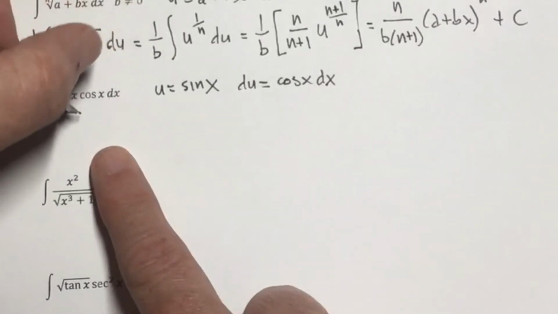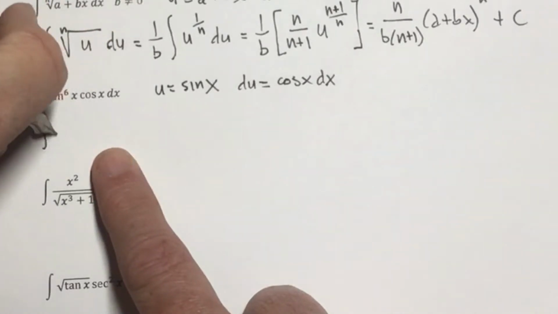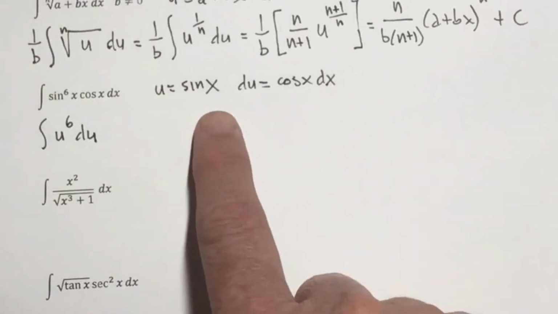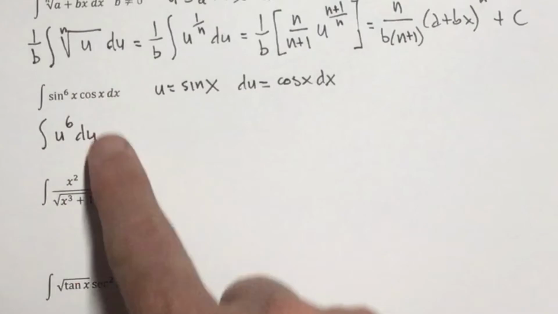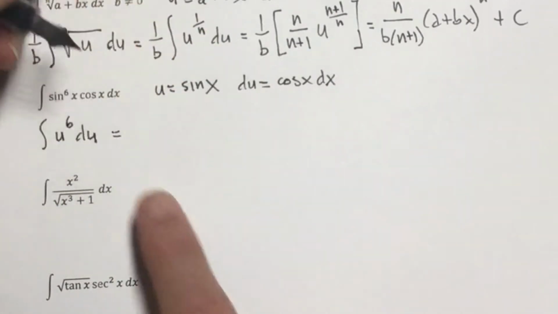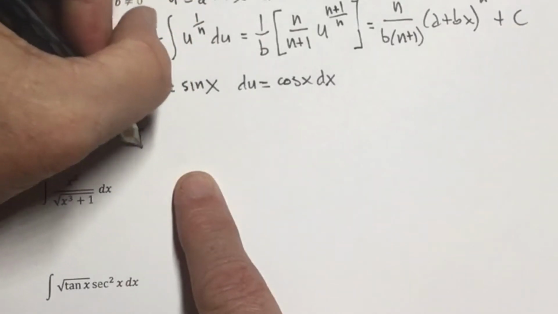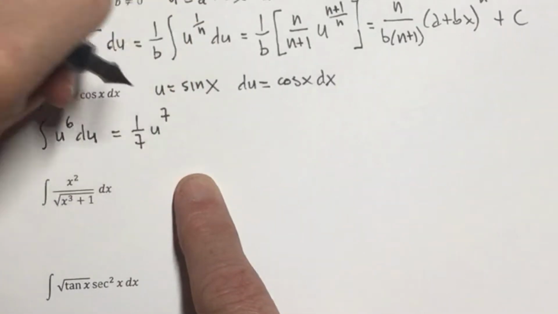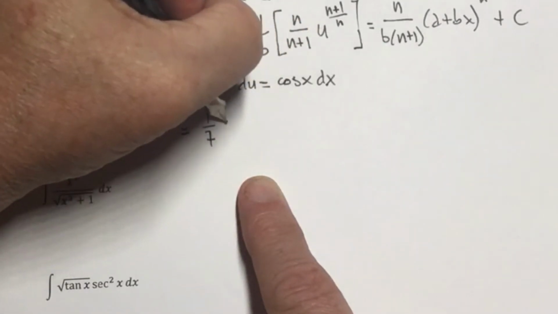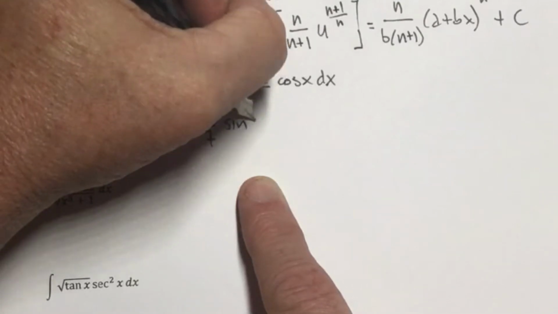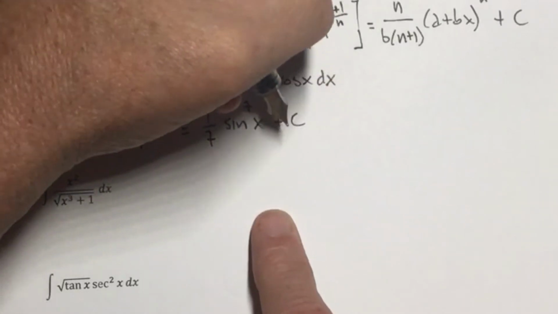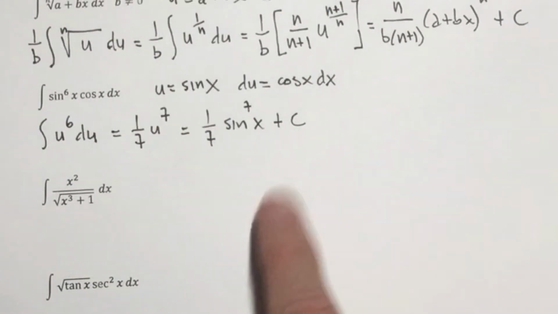So after I plug in my u, this becomes u to the 6th du, because the sine of x is the u, and the du is the cosine x dx. There we go. So we can easily take the integral of that. That is 1 over 7 u to the 7th. And when I plug that in, that's 1 over 7 sine to the 7th x. And again, finally, remember your plus c. Very nice. Well done.